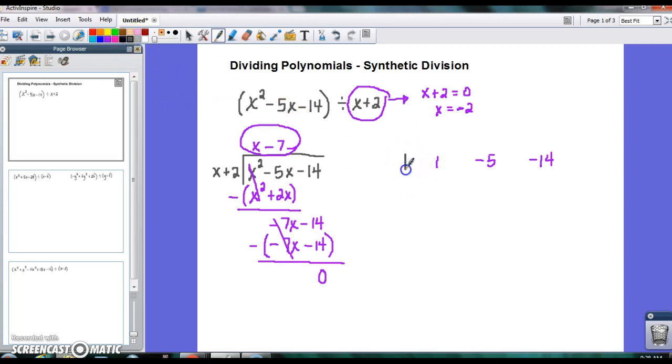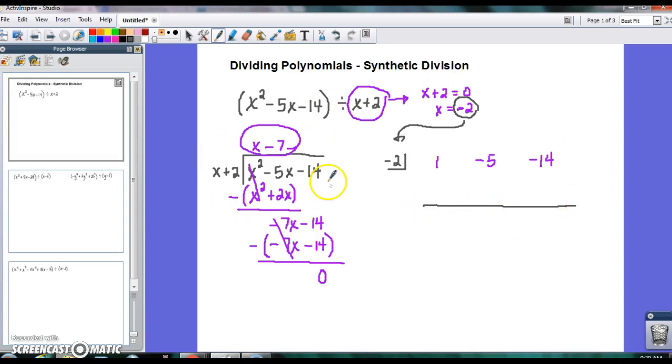And I know this looks funny because it's not like anything you've ever seen before. But you're going to put this funky little bracket, and you're going to take that number and put it in there. So I'm going to put negative 2 in my funky little bracket. So I have my setup complete for my synthetic division. Okay, so this is my setup.